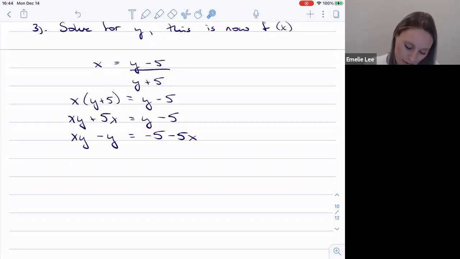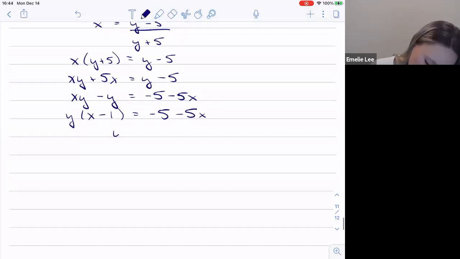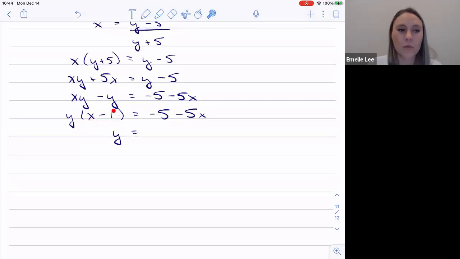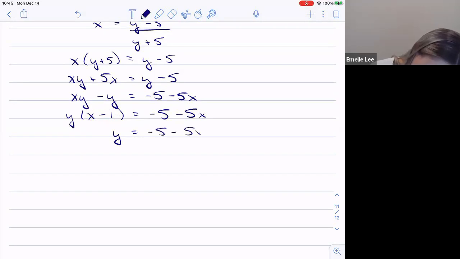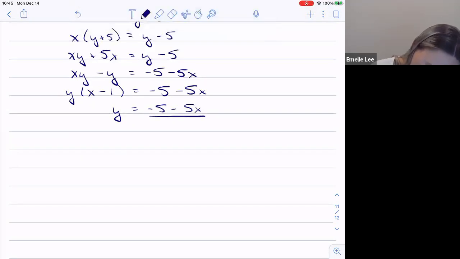Okay. Now I can factor out this y, right? And that's how I'm going to be able to solve for y. So I get y times (x minus 1) is, and if you want to, you can pull out a common negative 5 here. I don't really see the point, so I'm just going to leave it. Don't mind if you do too. Negative 5 minus 5x. So then y, if I'm solving for y, I have to divide both sides by x minus 1. So I get negative 5 minus 5x over x minus 1.